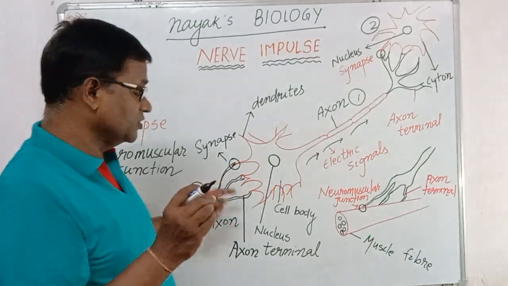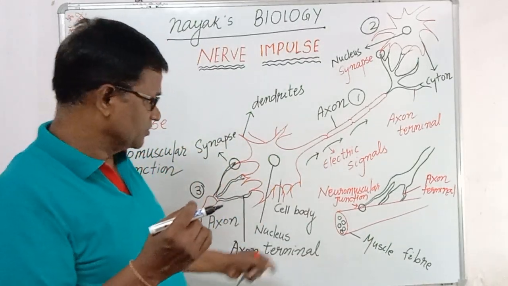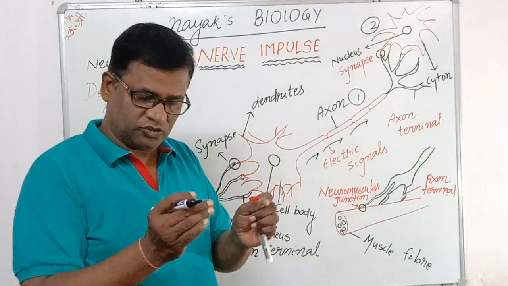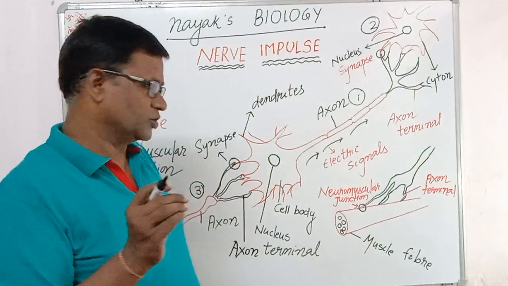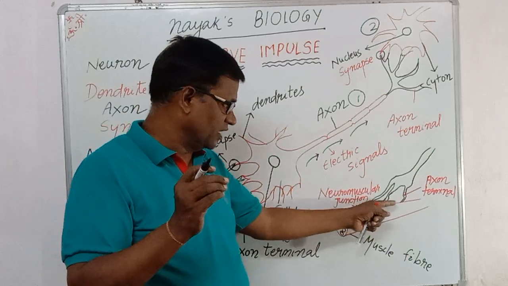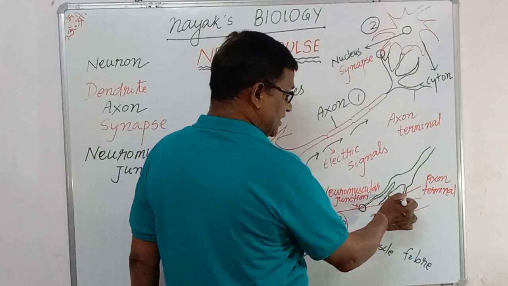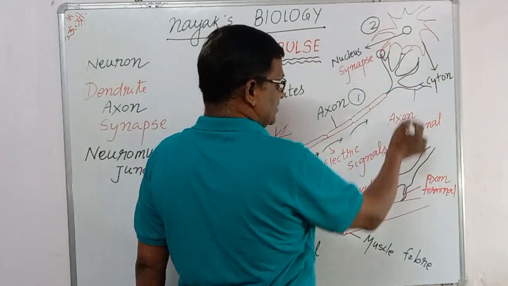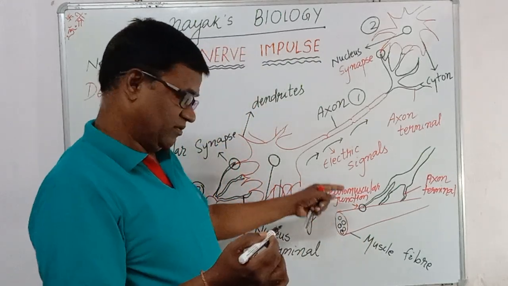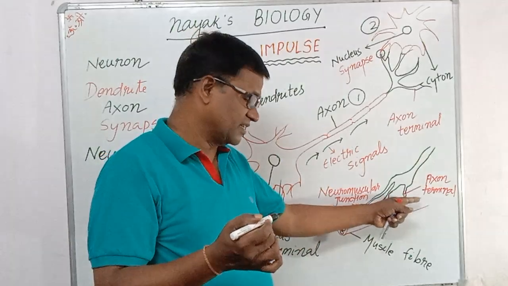Now, neurons are not only connected to nerves, they are also connected to the muscles. You see, here it is a muscle fiber, because muscle fibers get joined together to form muscle tissue. These muscle fibers are also attached to the axon terminals, the parts where the axons end, and whatever information they want to receive, they receive from this axon terminal.